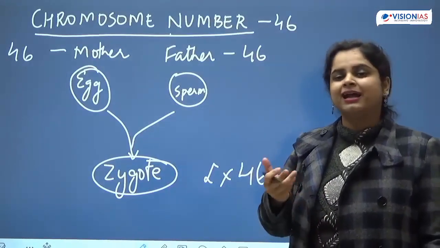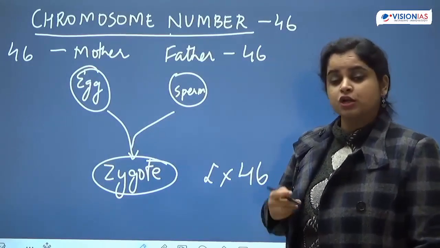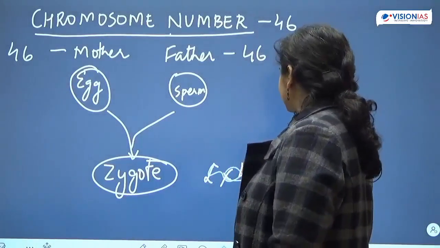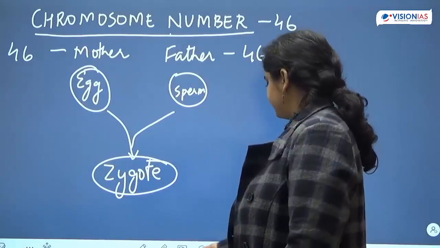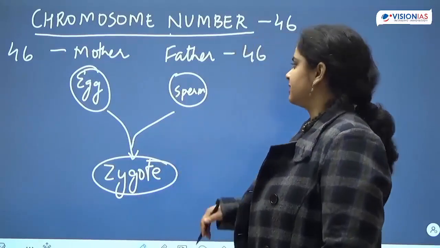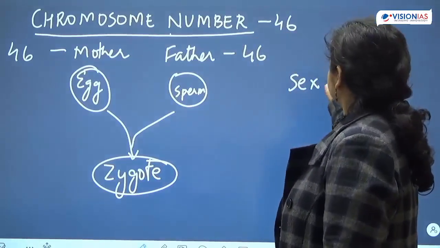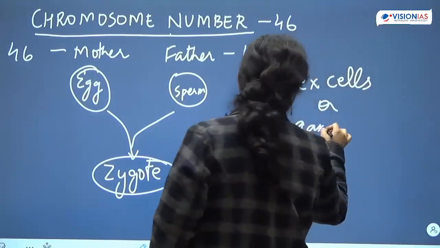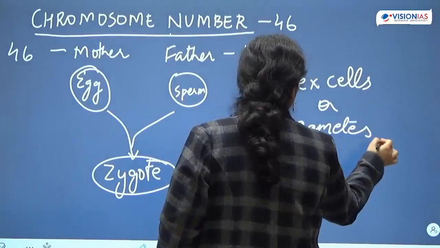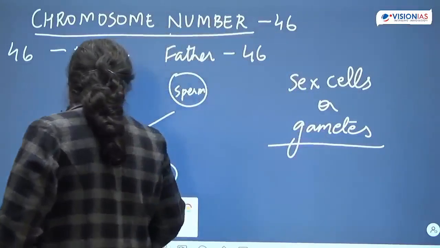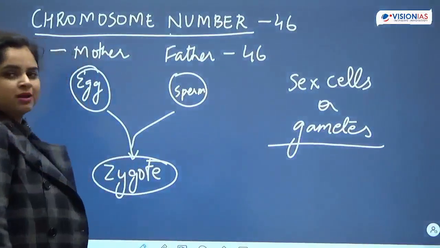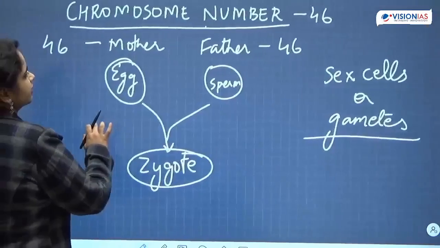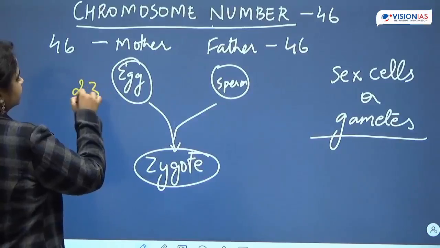Right? That should not be happening. So nature has very smartly devised a specific system in which these sex cells, or the word is gametes, do not have the same number of chromosomes as the other cells. The number of chromosomes here is halved.